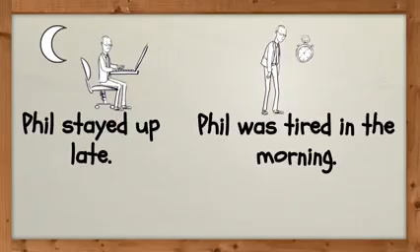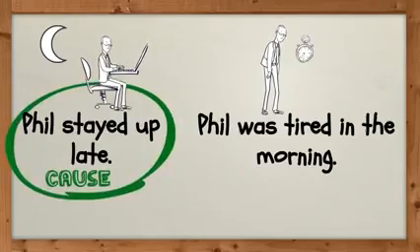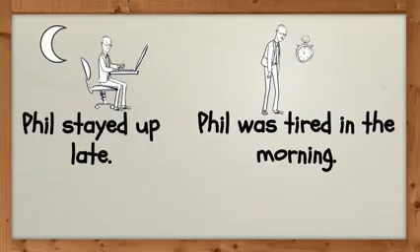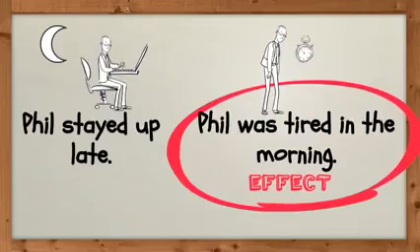Here's another example. Phil stayed up late. Phil was tired in the morning. Let's start by looking for the cause, which happens first and tells why. That's right, Phil's staying up late. Which happens after the cause and tells us what happened? That's right, Phil was tired in the morning. This is the effect.